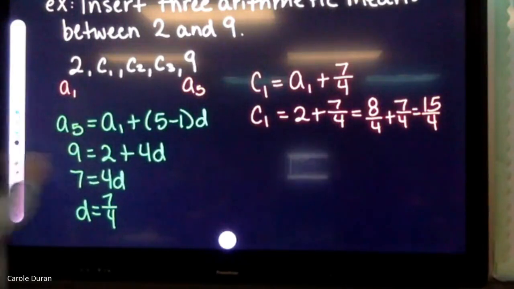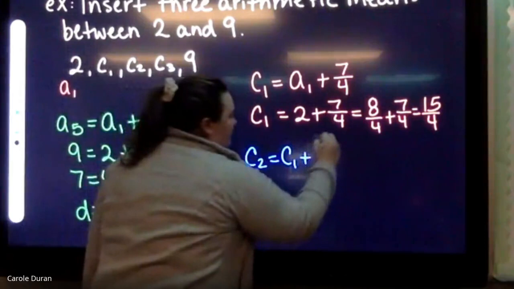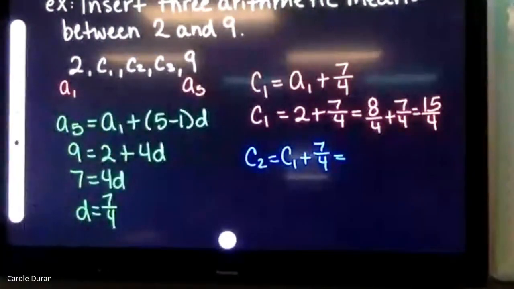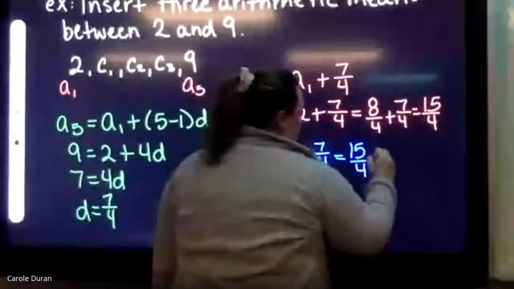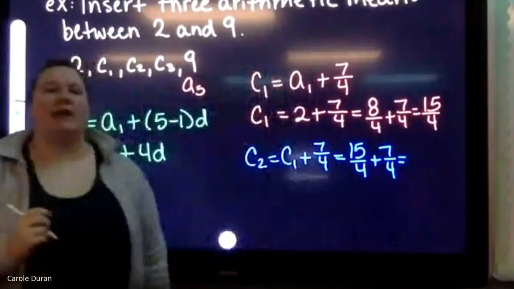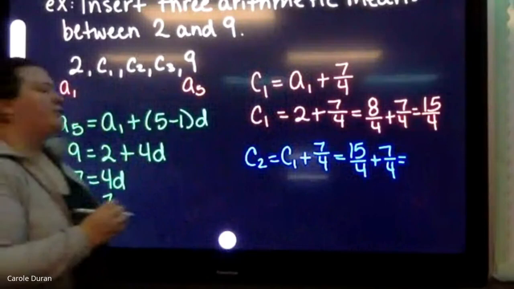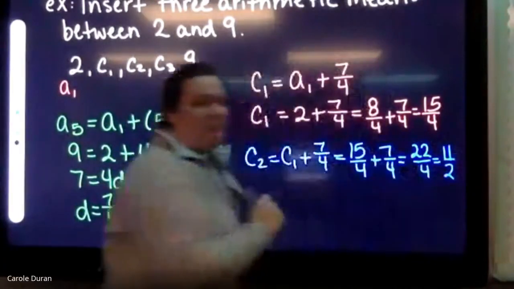Then to find C2, I take C1 and I add my common difference to it. I know C1 is 15 over 4. And I add my common difference of 7 over 4 to it. I get what? 22 over 4, which we can absolutely reduce into 11 over 2, and we should definitely reduce if possible.